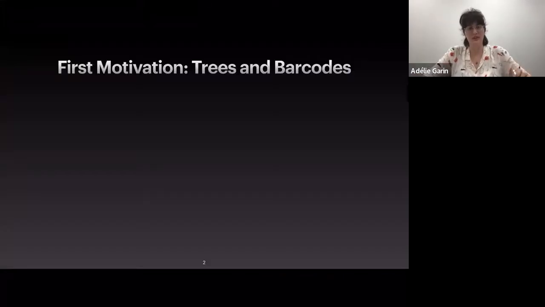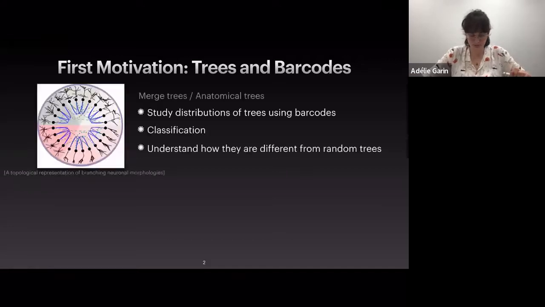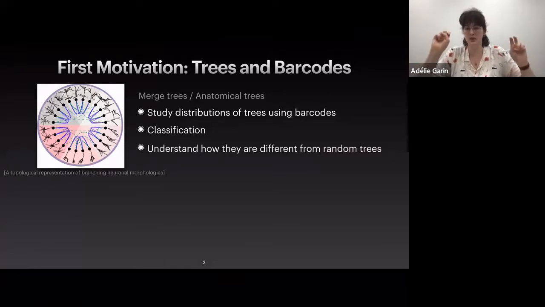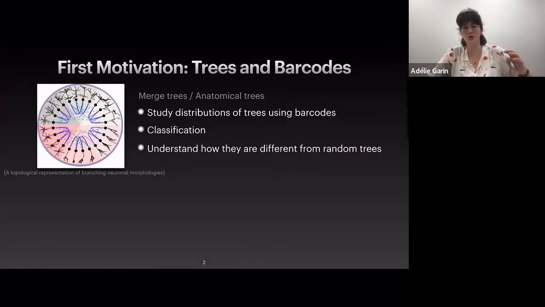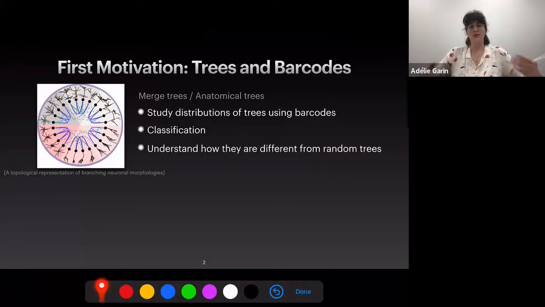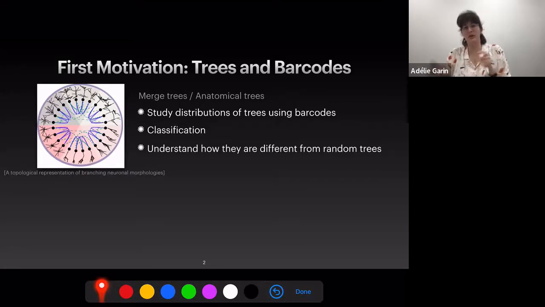The first motivation for this talk is trees and barcodes, and mainly trees. You may know merge trees as a tree that summarizes the connected components of the sublevel set of a function. They can also be used in the more combinatorial definition that I will give later in this talk to model anatomical trees, like neurons, for instance. If you want to study distributions of trees, most of the time it's quite difficult. So using barcodes to study trees is a good tool.